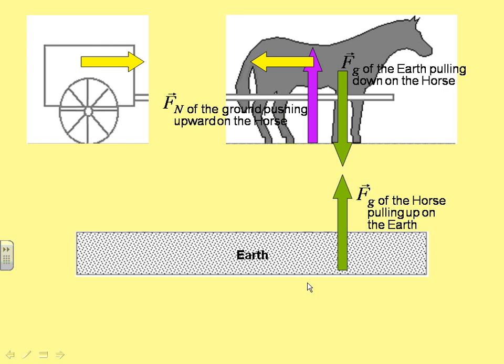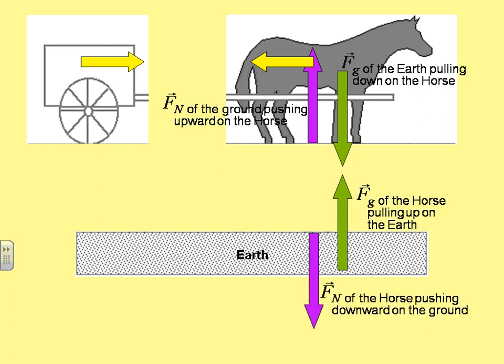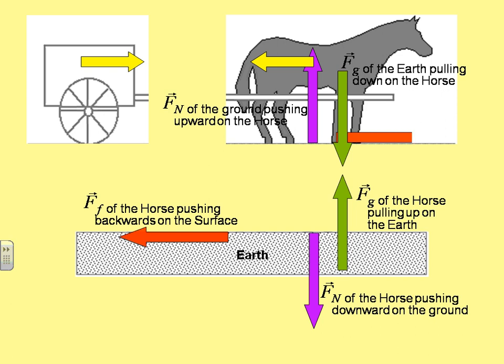But if the ground is pushing upward on the horse, what else has to be happening? Well, of course, the horse is pushing downward on the ground. And these two forces are equal and opposite. One interaction, Newton's third law. The horse, however, if it's trying to get to market, it's not just going to push straight down on the ground. If you want to move forward, you push down and backwards. So here's the force of the horse pushing backwards on the surface. And by Newton's third law, the surface must push forwards on the horse.